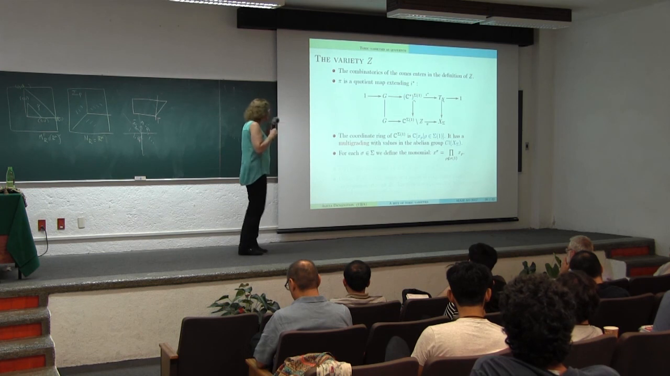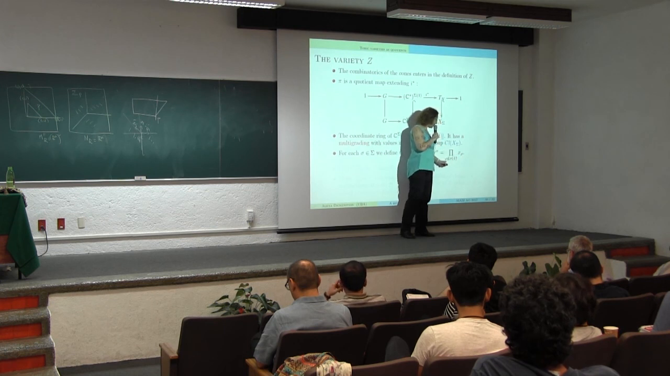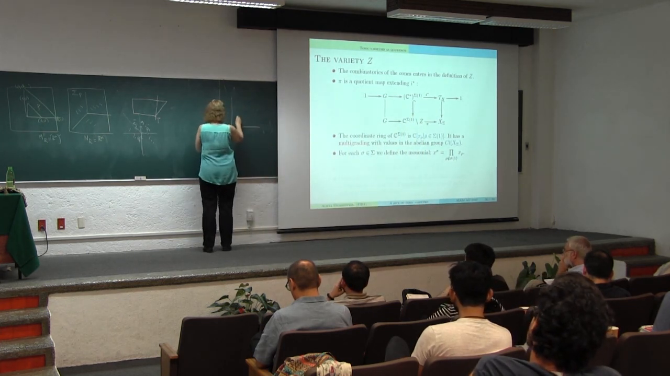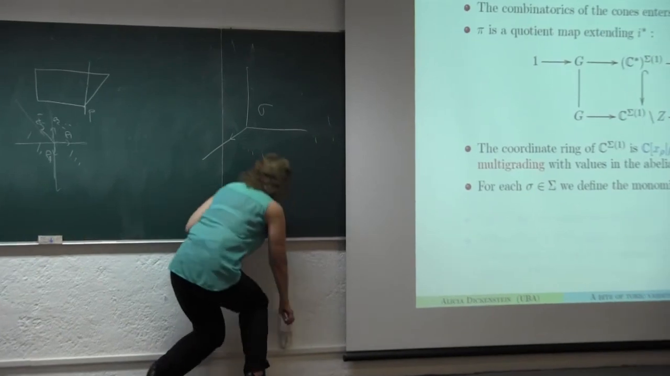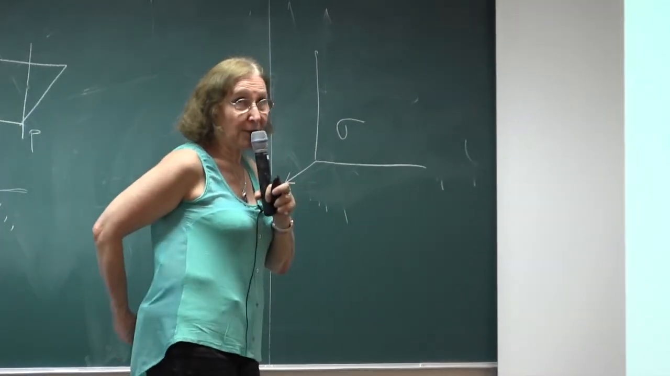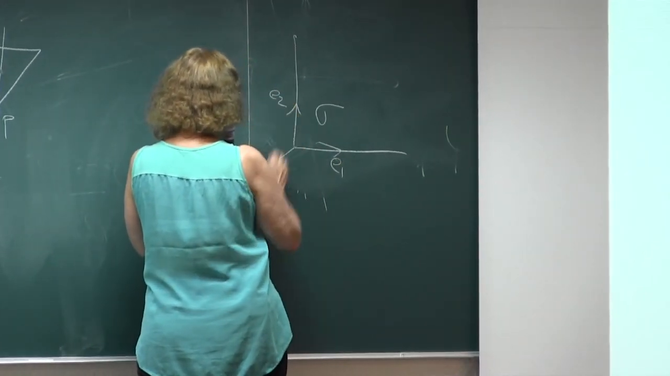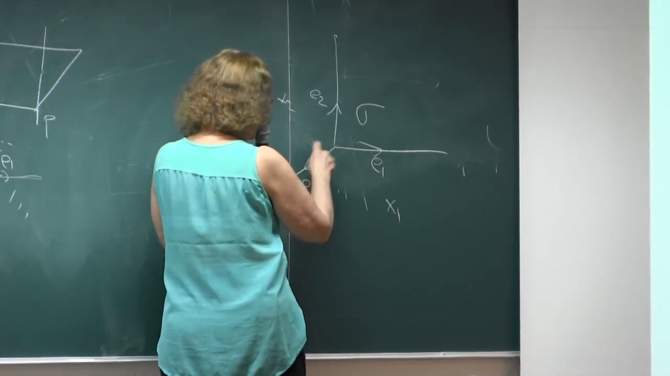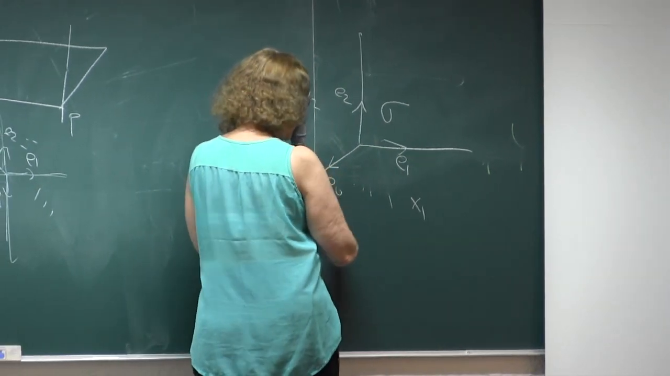And for each sigma, we define a monomial, which is the product of the x_rho with rho not a ray of sigma. Okay, for instance, in this case, if this is sigma, this will just be the product of, sorry. So I'm adding one variable for each ray. So I have three rays here, e1, e2, e0. So I take the variables x1, x2, x0, and I take the product. If I take this sigma, all the variables for the rays that are not in sigma, just this one, I'm going to take x0.